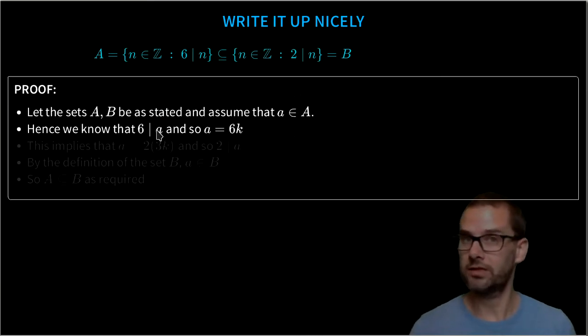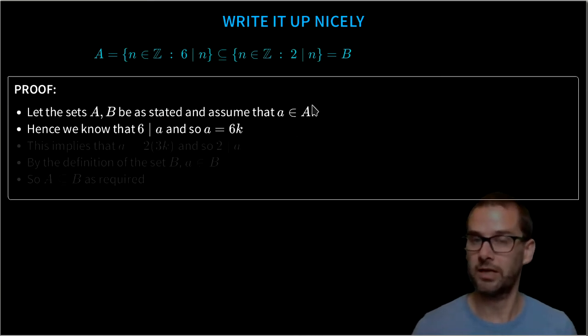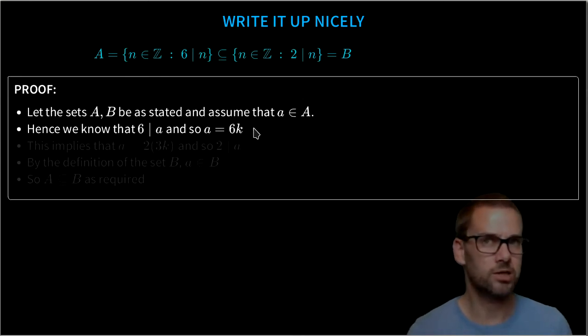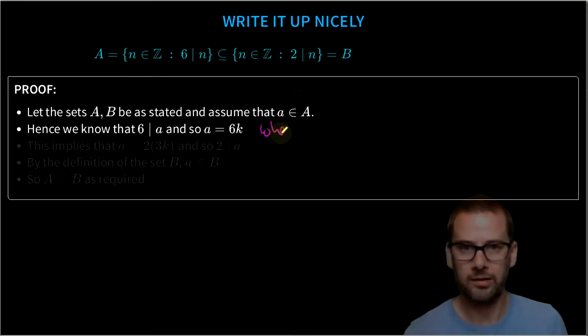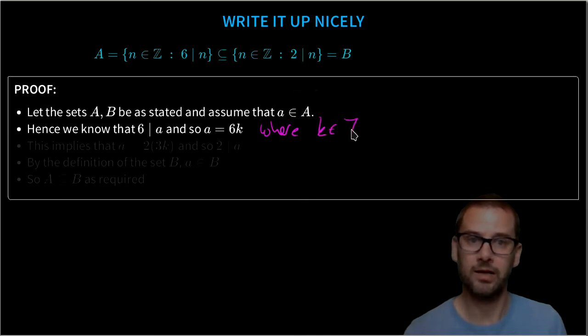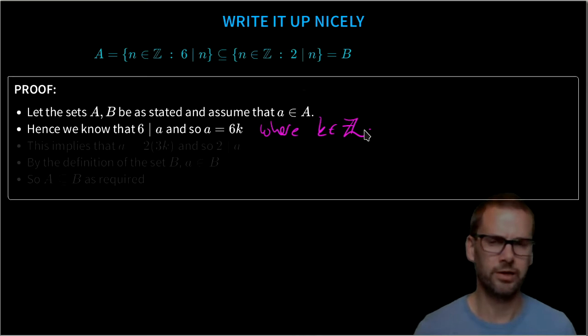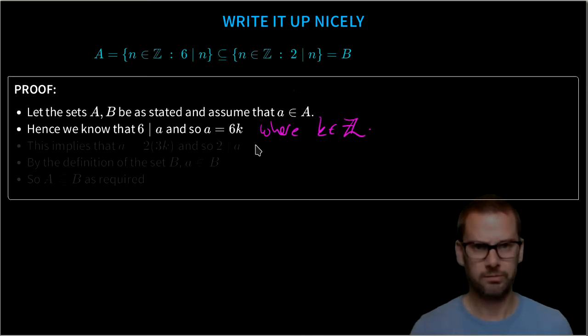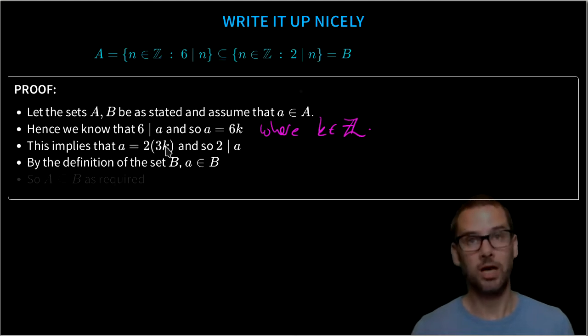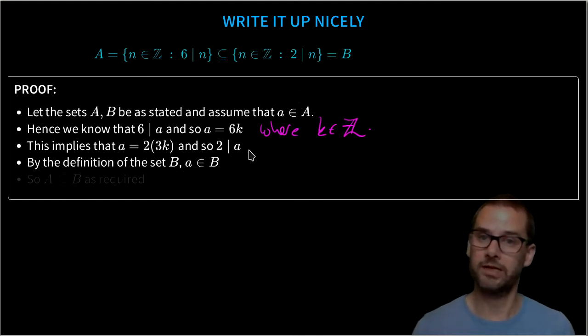Well, we know that 6 divides a because that's the definition of this set A. And so a is equal to 6k. Now, maybe we're being a little bit sloppy here and we should say where k is an integer. Okay, just maybe put in a few more words there so we're being very, very clear. Well, this implies, because it's 6 times k, we can rewrite this as 2 times 3k, and so 2 divides a.